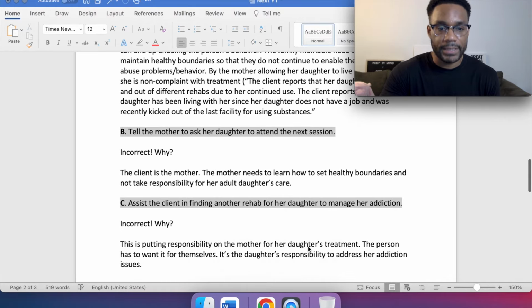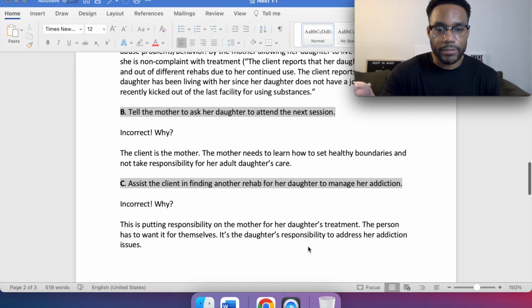And then C is also incorrect. Why? Assist the client in finding another rehab for her daughter to manage her addiction. This is putting responsibility on the mother for her daughter's treatment. The person has to want it for themselves. It's the daughter's responsibility to address her addiction issues.